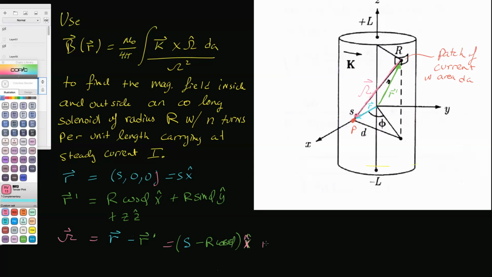Okay, and then plus in the Y hat direction, we just have the contribution from R prime. Oh, it's gotta be negative, right? Negative R sine phi in the Y hat direction. And then the Z, we again have negative, right? Because it comes from the R prime minus Z in the Z hat direction. Okay, that's great. So that makes everything very easy.